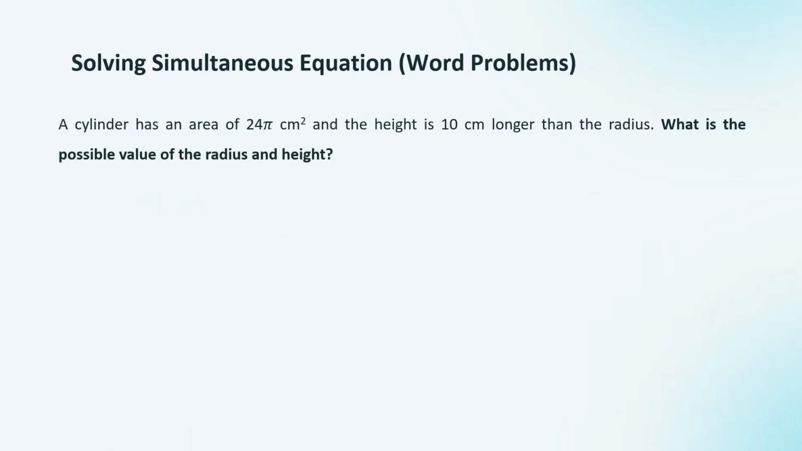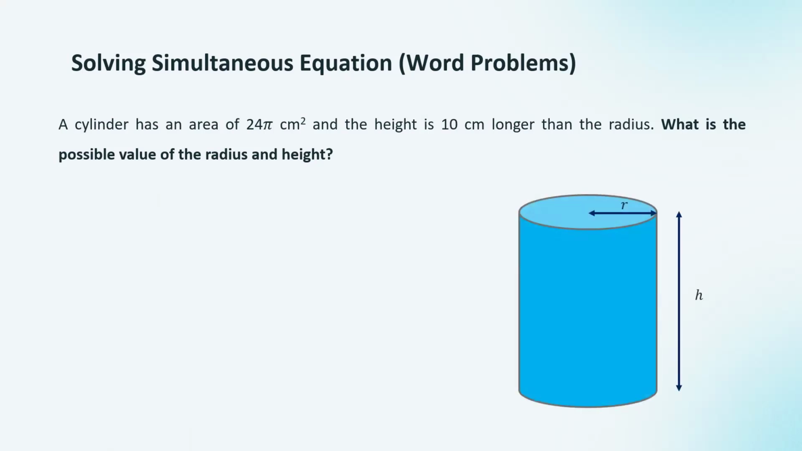So this is the next example that I want to show you guys. This is actually a very common problem. A cylinder has an area of 24 pi centimeters squared and the height is 10 centimeters longer than the radius. So what is the possible value of the radius and the height? Before we begin, we need to illustrate the cylinder. So this is going to be the cylinder with a radius r and a height h.